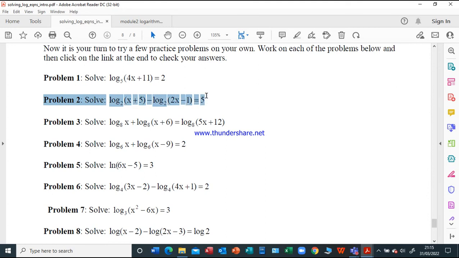Problem 2 and problem 4. Let's just do those right now before I bring more exercises. So do those now. Let me see. You tell me when you're finished. 2 and 4.